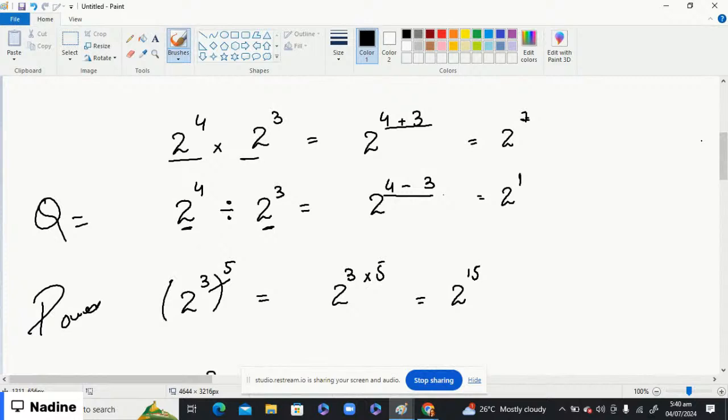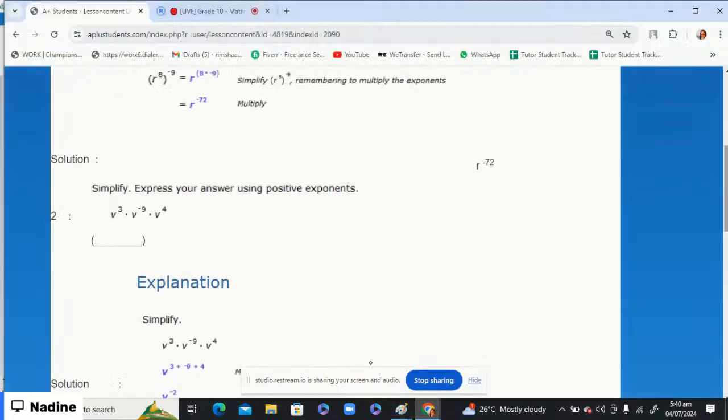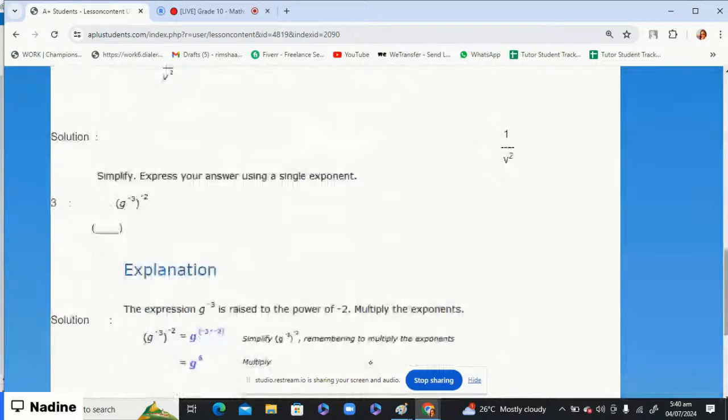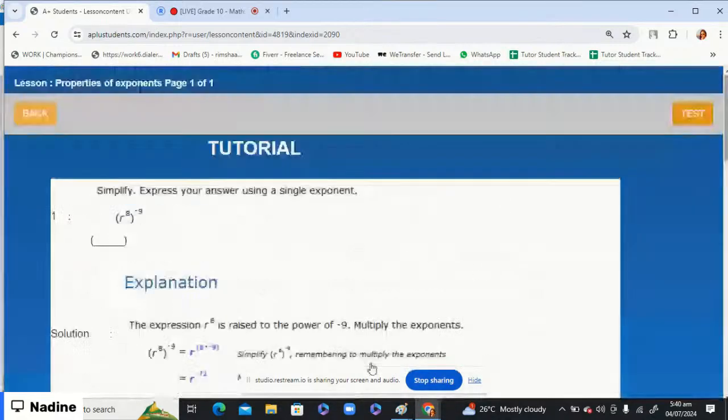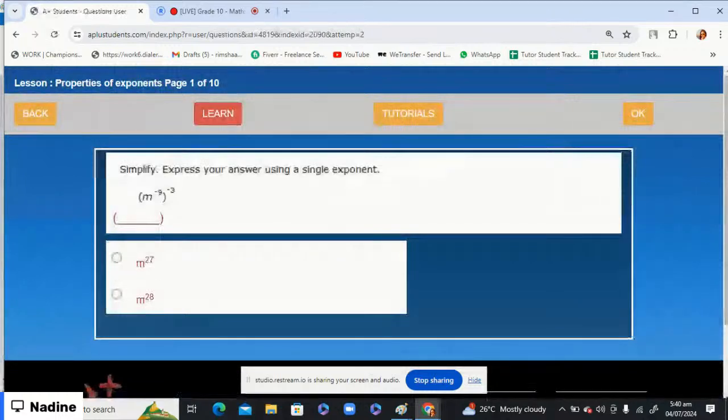Now let's do it again. Let's do some test questions, then you will be able to understand more clearly. Simplify and express your answer using a single exponent. So this is m power minus 9, into power minus 3.